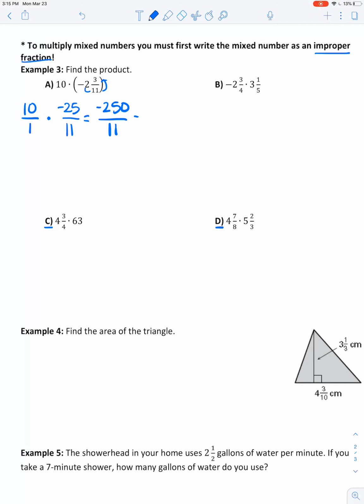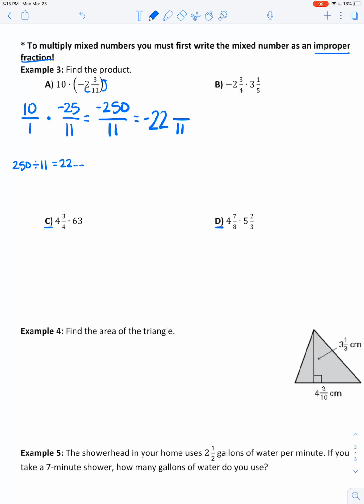So how do I write this now as a mixed number? Well, just off to the side, you can write down what is 250 divided by 11. When I do that on my calculator, I'm going to get 22 point something. So that tells me that my final answer should be negative 22 and some number over 11.